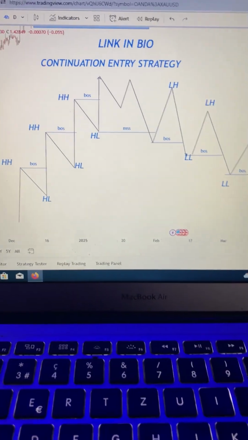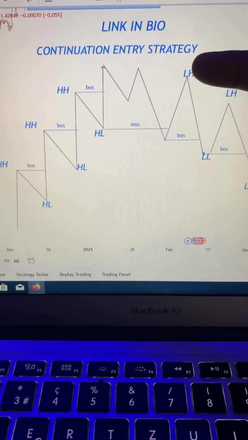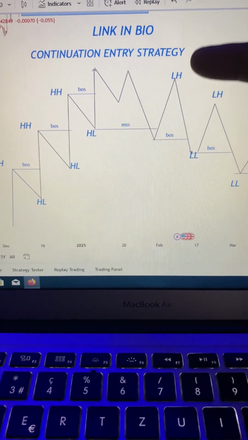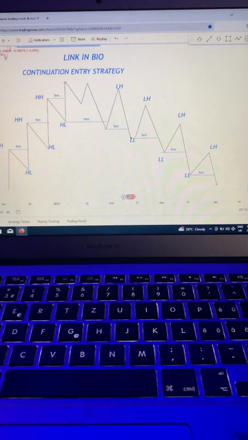Guys, today we are going to discuss the continuation entry strategy. Please pay attention to this. Let me zoom out for you to see the market structure according to the diagram.